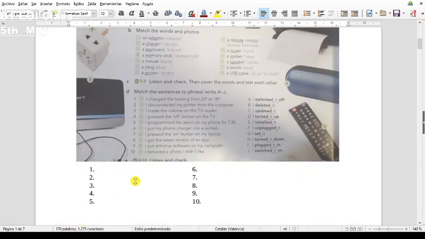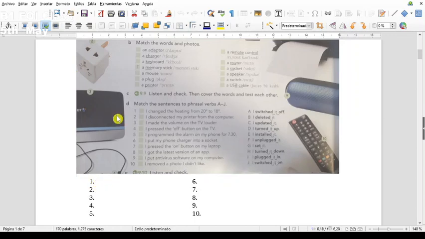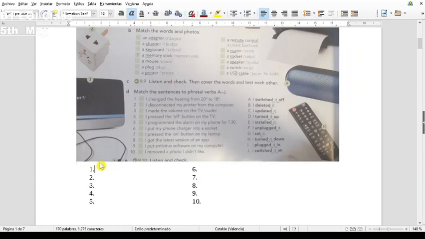9, 10. 1. H. I changed the heating from 20 degrees to 18 degrees. I turned it down. 2. F. I disconnected my printer from the computer. I unplugged it. 3. D. I made the volume on the TV louder. I turned it up.